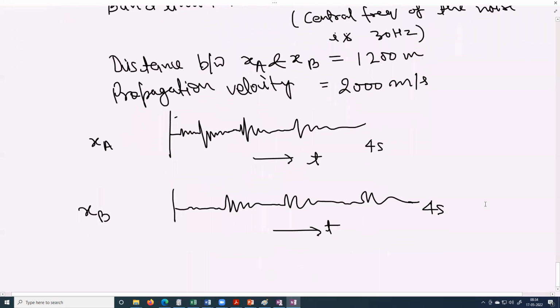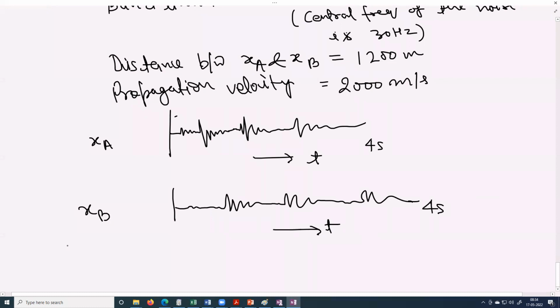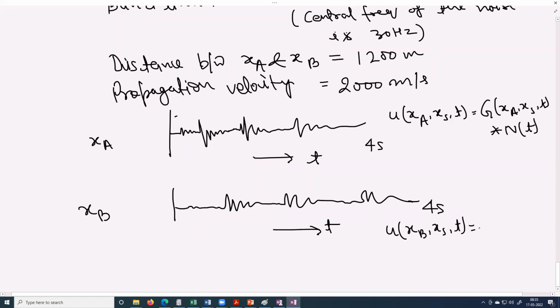Basically, the response that you are observing at XA may be represented as U(XA, XS, t), which is equal to G(XA, XS, t) convolved with the source pulse N(t), and the response at XB will be U(XB, XS, t), which is equal to G(XB, XS, t) convolved with the source pulse N(t).